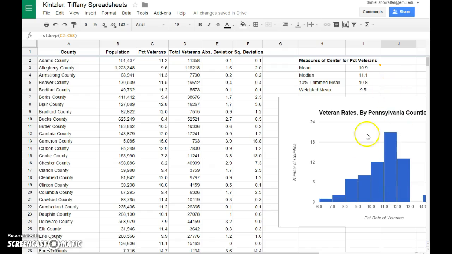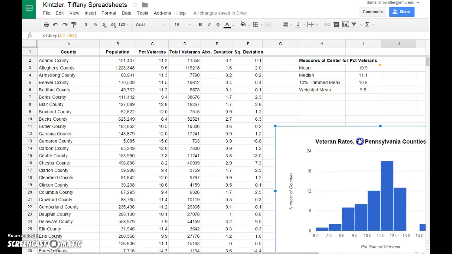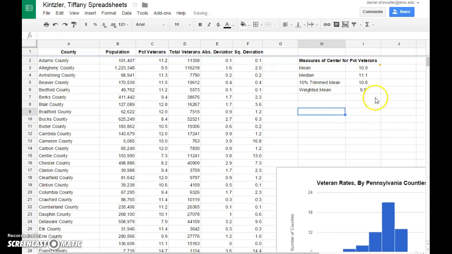To give you a preview of what's coming ahead, what we're going to do is take that standard deviation and put it around the mean. So our standard deviation there was 1.6. Let me subtract that from the mean. That would give me 9.3, and let me add it to the mean also. That would give me 11.5.